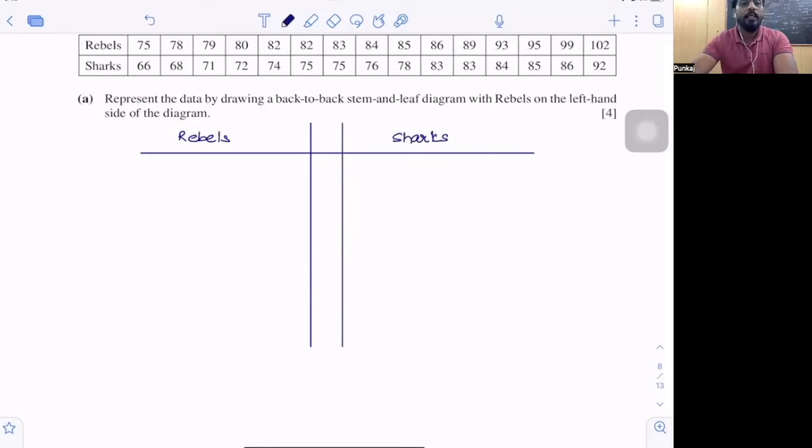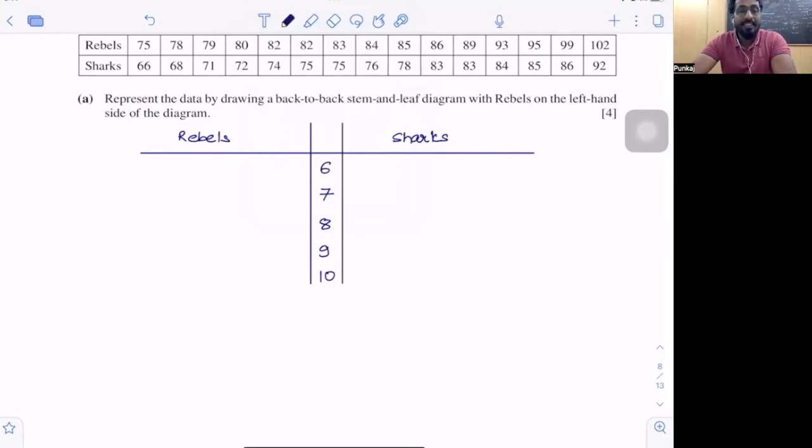So you can see that the rebels are starting from 75 and the sharks are starting from 66. So you can start writing the stem with values like 6, 7, 8, 9, and 10. So you write the stem as 6, 7, 8, 9, and 10. Some extra part, whatever is there, I'm going to erase it out. Now, let's start filling in the leaves.